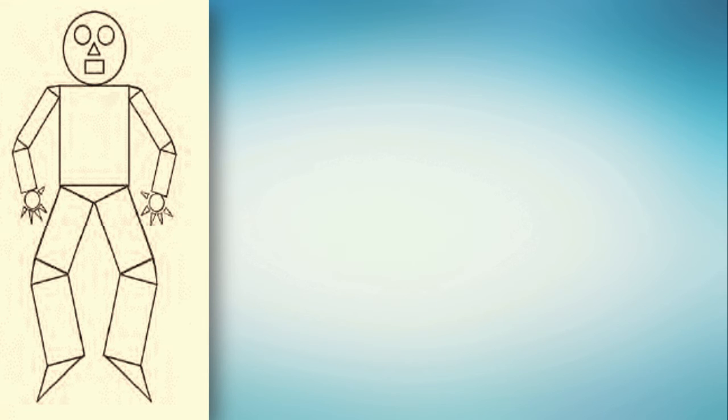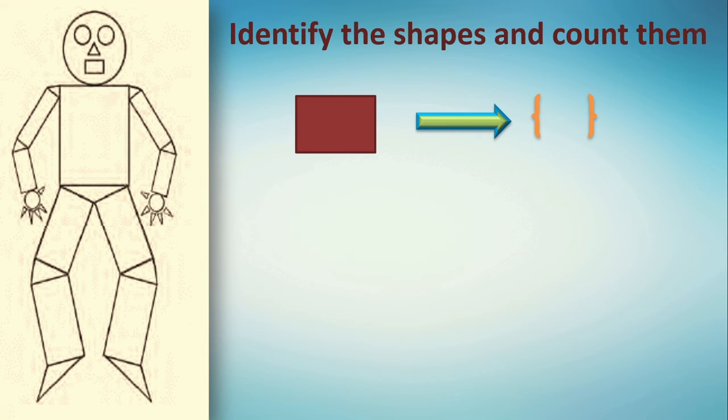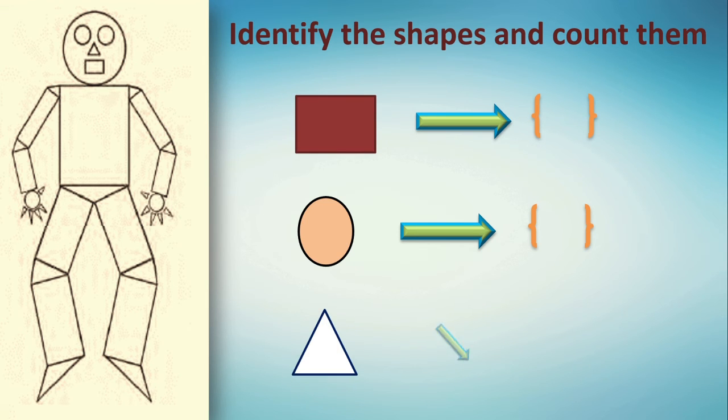Dear children, here we have to identify the shapes and we have to count them. We know three types of shapes are here. They are nothing but, see, this is rectangle, right? We will count how many rectangles are there. Then we know this figure has circle. Here also we will count how many circles are there. And we know that triangles are there in this figure. So we will count so many triangles.